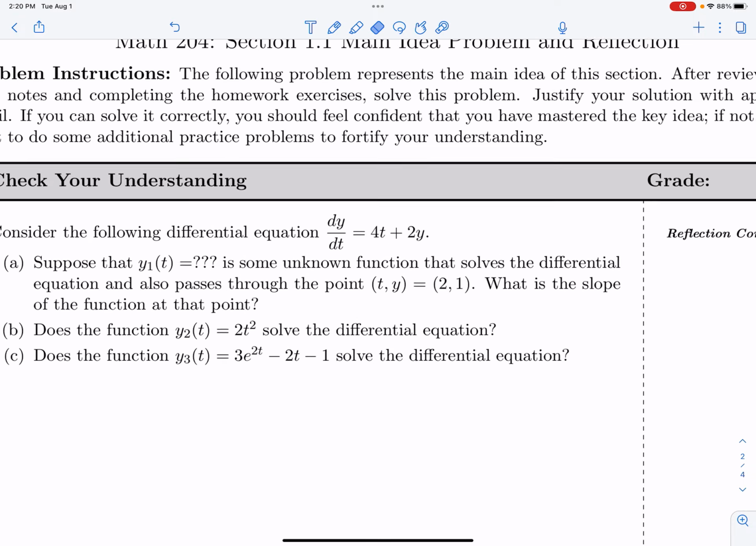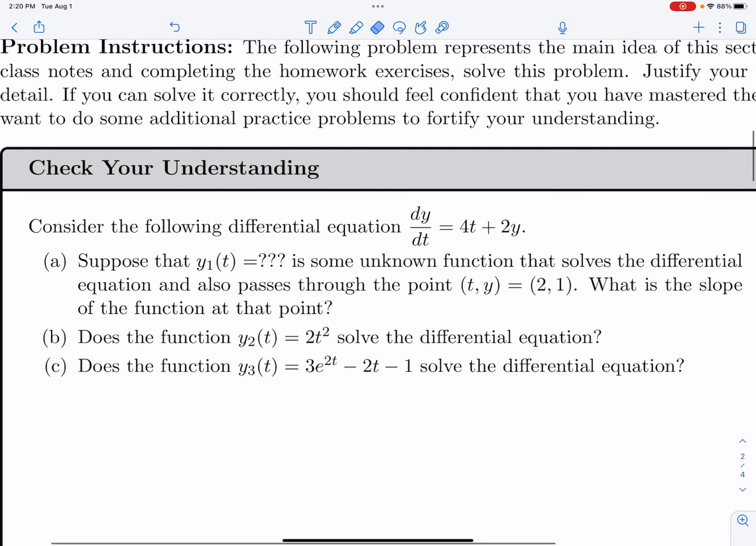So they've given us this differential equation here, dy/dt equals 4t plus 2y. And the first question they ask is, suppose you've been given some unknown function and you know that it solves the differential equation. So whatever this function is, it solves this differential equation, and you know it passes through the point (2, 1). What is the slope of the function at that point?